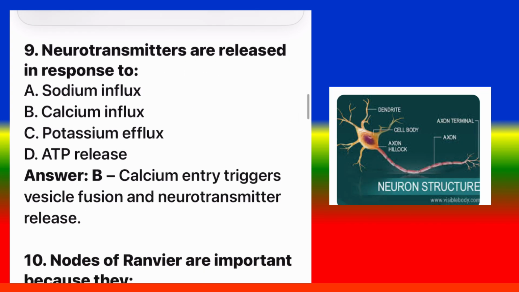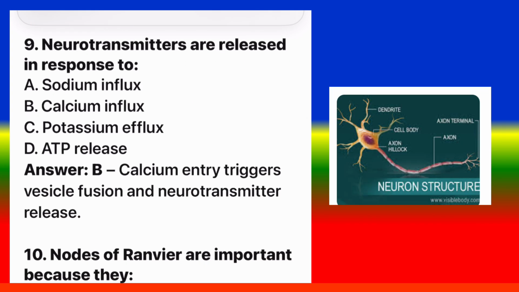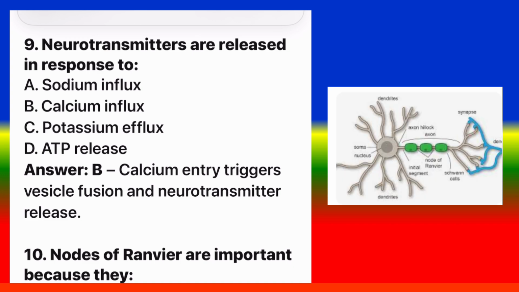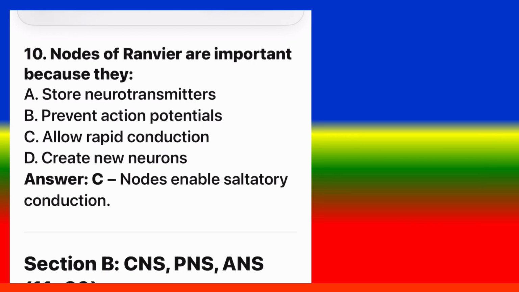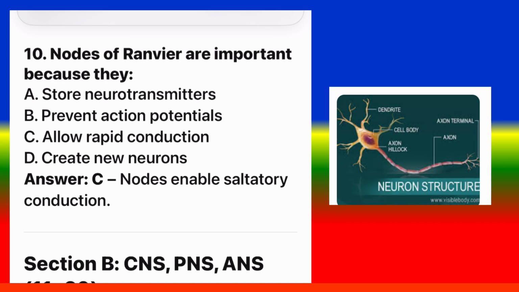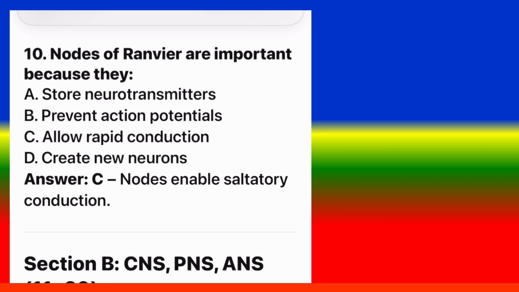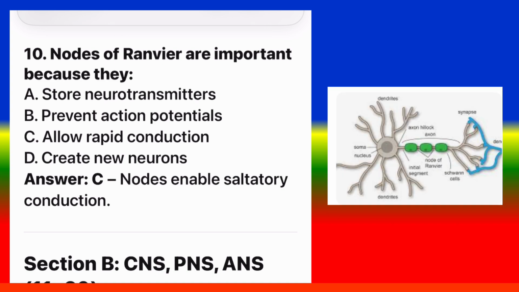9. Neurotransmitters are released in response to A, sodium influx, B, calcium influx, C, potassium efflux, D, ATP release. Answer B, calcium entry triggers vesicle fusion and neurotransmitter release. 10. Nodes of Ranvier are important because they A, store neurotransmitters, B, prevent action potentials, C, allow rapid conduction, D, create new neurons. Answer C, nodes enable saltatory conduction.